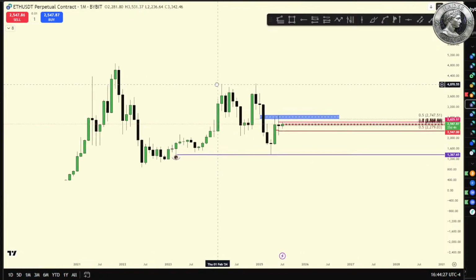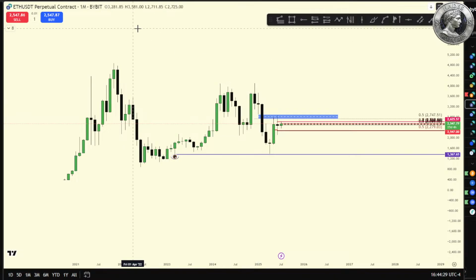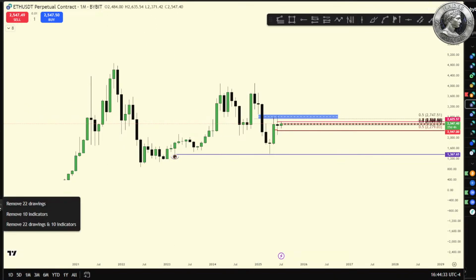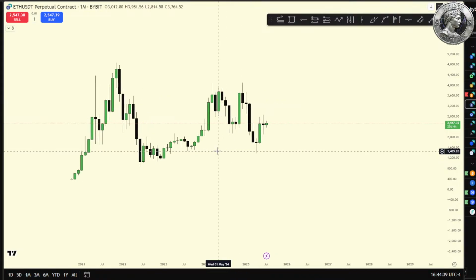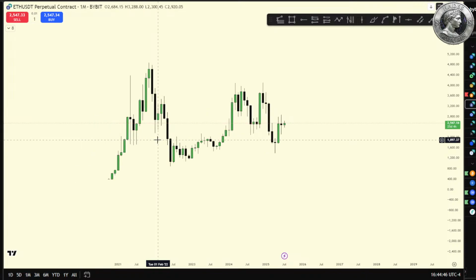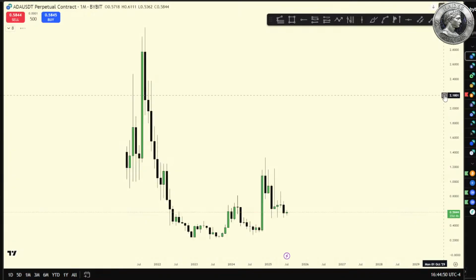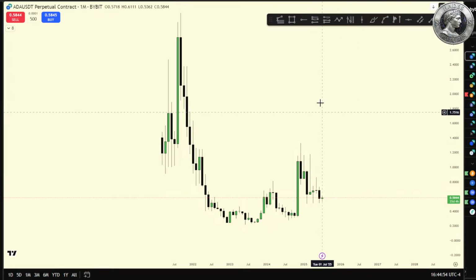But this is pretty bearish for me. Ethereum is pretty bearish. Equal highs over there. Even if I want to be bullish, I don't know, I just don't like it. We need some event or thing to happen for Ethereum to pump.